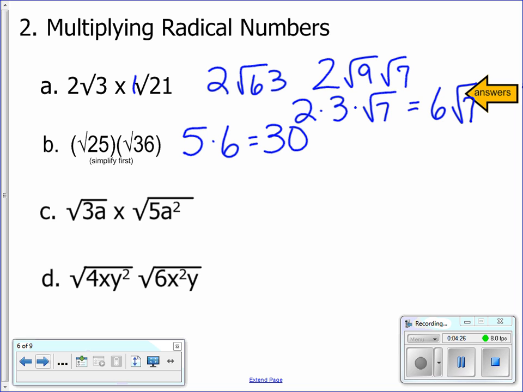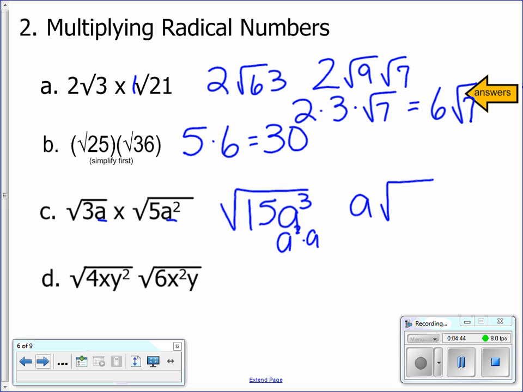In C, I multiply the inside, so I get the square root of 15. And then a times a squared is a to the third. But that's not in its simplest form because I have that a to the third. So that breaks down to a squared and a. So it's going to be a square root 15a.